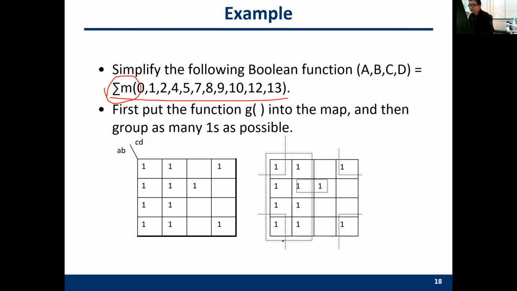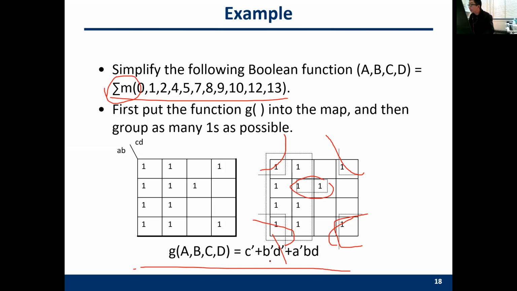I have this large circle. And these 4 are actually grouped together, because they are connected, we can group them together. And these 2 can be grouped together. So eventually, I only have 3 groups. This is the first one, this is the second one, and this is the last one. This is the final equation. So only 3 terms, because I have 3 groups.